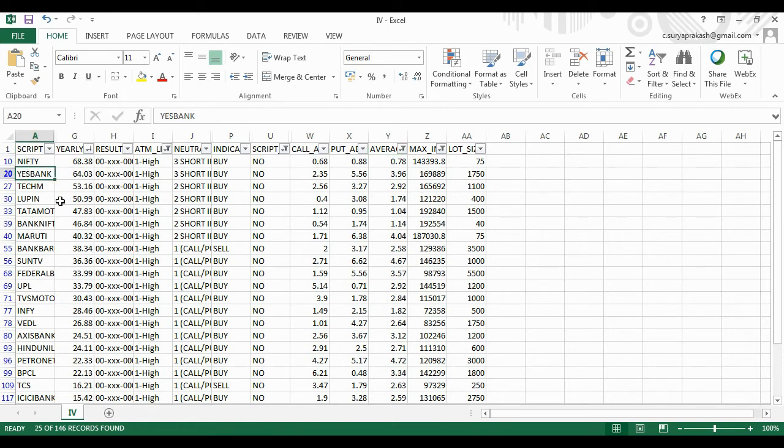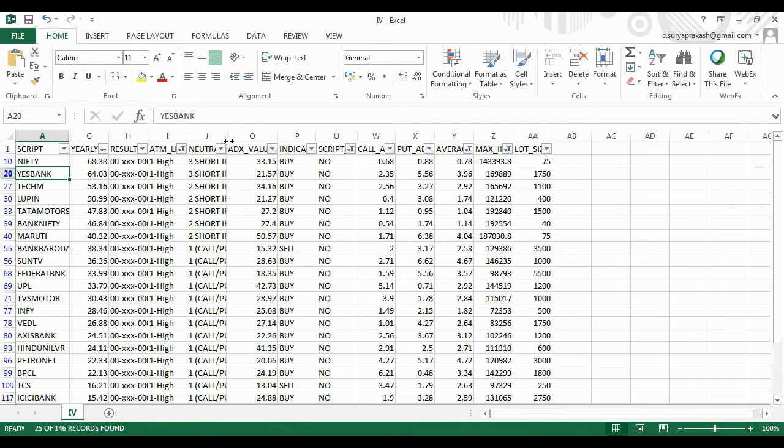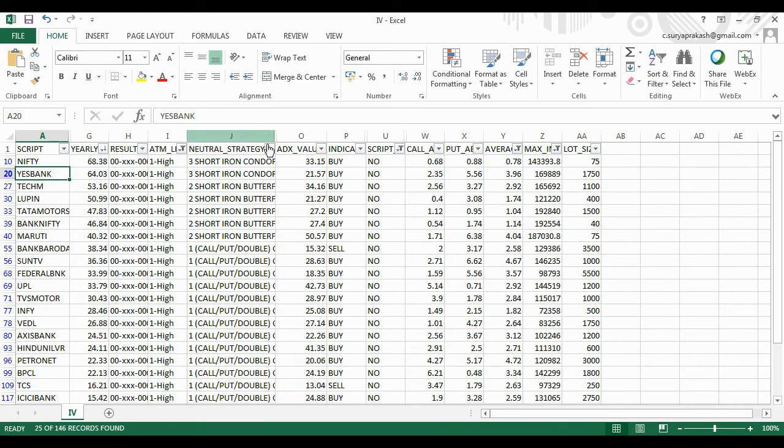So these are some of the strategies that come into the picture, like Yes Bank, Tech Mahindra, Lupin, Tata Motors, and so on. Just check if there is any news against the stock. By default, the strategy selected for Yes Bank is once again the short iron condor, and for Tech Mahindra it is suggesting iron butterfly.